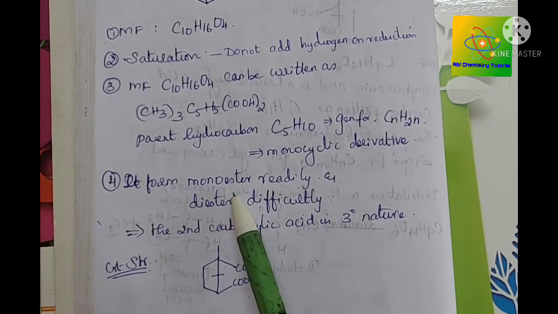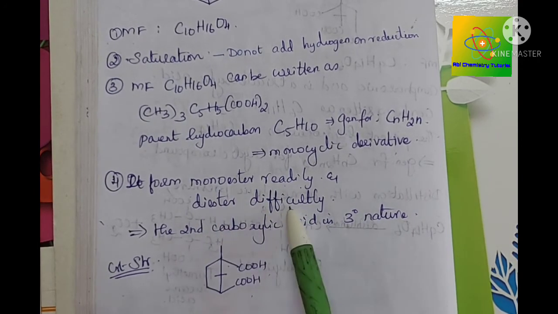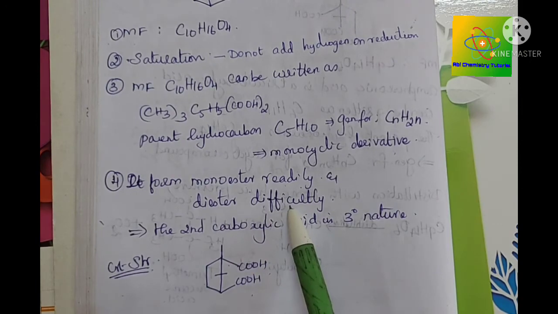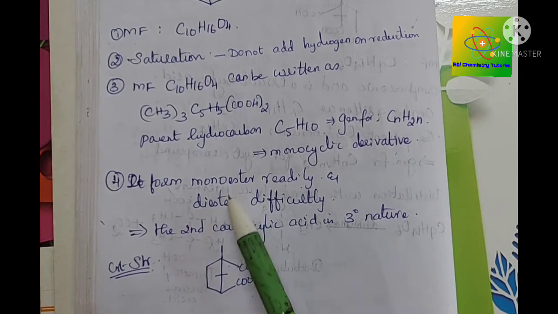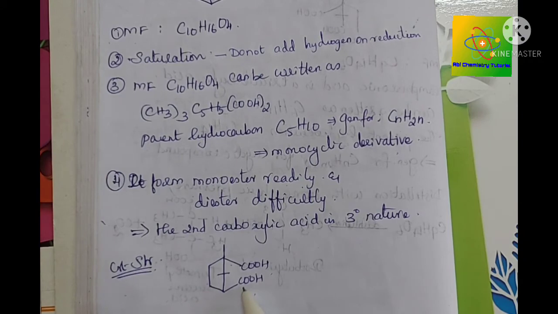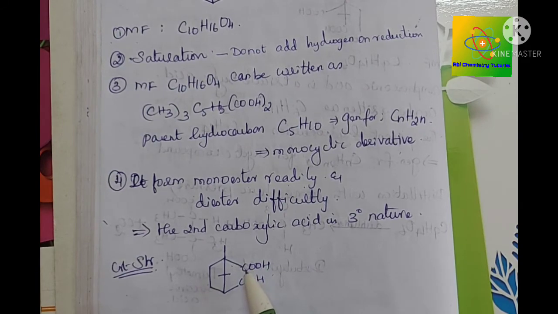So it forms monoester readily and it forms a diester with difficulty. So it is an acid, we know already, it is a dicarboxylic acid. So if we add an alcohol, it is an esterification reaction. So when we add a molecule of alcohol, first it forms monoester very fast and it forms diester only later. Which means one carboxylic acid group is secondary in nature, so that it is forming monoester readily, and the other carboxylic acid which is forming after a lot of time, which is tertiary in nature.